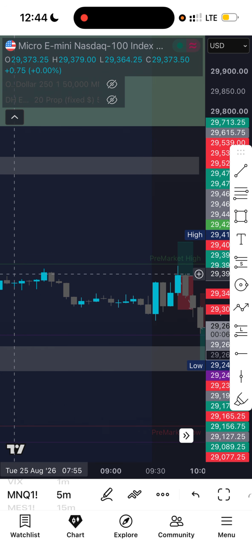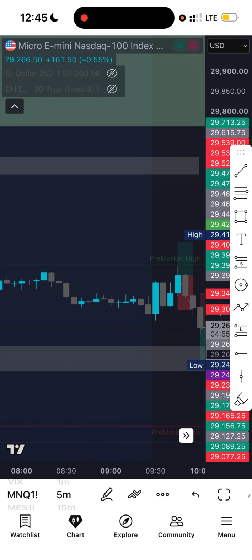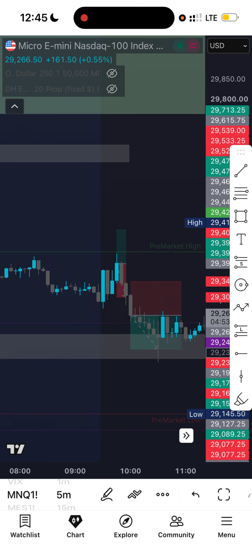You can see in order to close above it, we'd have had to have closed just a little bit higher than we did, but the system said to take the long because we broke above the ORB high. So I took the long, even though I didn't like it. I really didn't like that area right there.